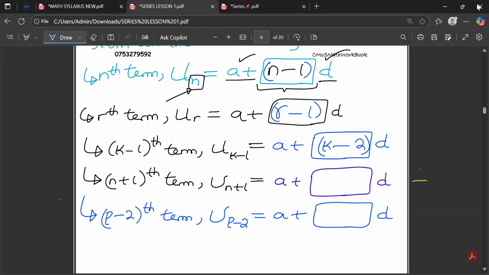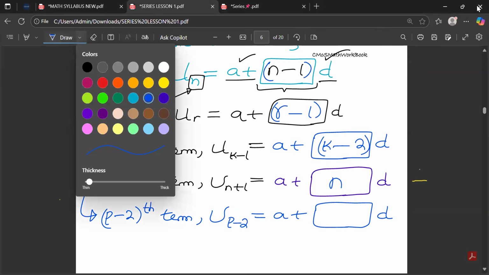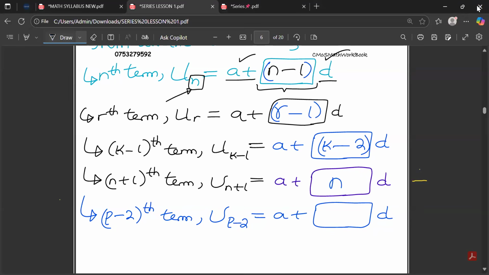Then this one, someone has said N, and they are right, because we already have n plus 1. So when you subtract 1 you get n. These are things they usually set and you get confused, but you just have these techniques.